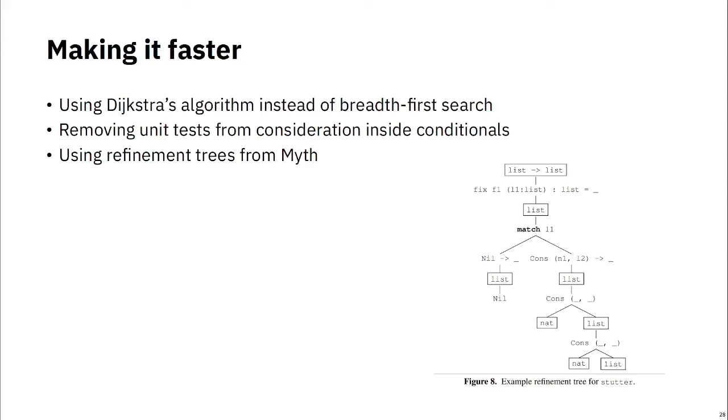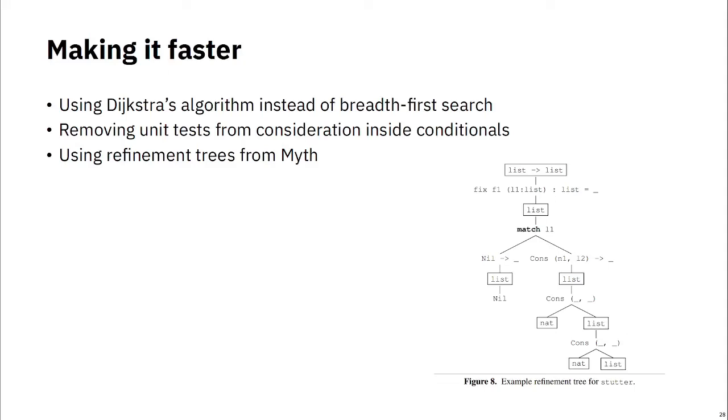One other idea is to remove unit tests from consideration inside of conditionals. For example, if we have an input L and we have a cond that ensures that L is a node, then we can reasonably exclude any test that says that L is a leaf. This means that we have fewer constants to guess as we go further and further down into our conditionals.